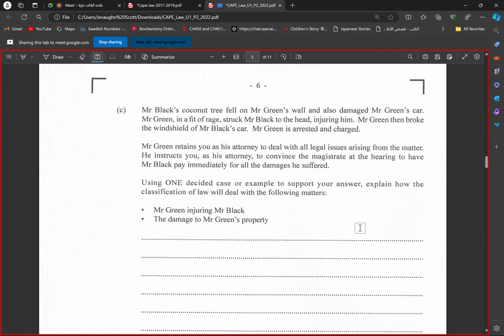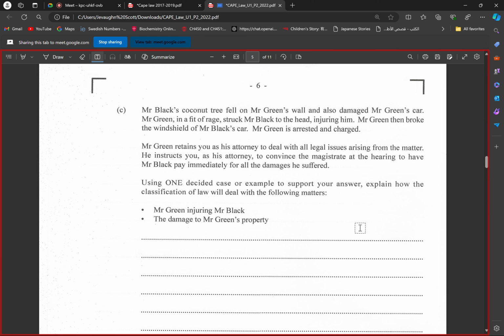So what we're supposed to do is help him. We're using an example or decided case, and then while we finish the major part of the question, we must explain how the classification helped us in dealing with the matter. So what would assist in this case? What case would assist? If we do have a case, we can use an example. So it's fine if we don't have a case here, we have an example to use. So you could provide an example or a case that can assist you in this case.